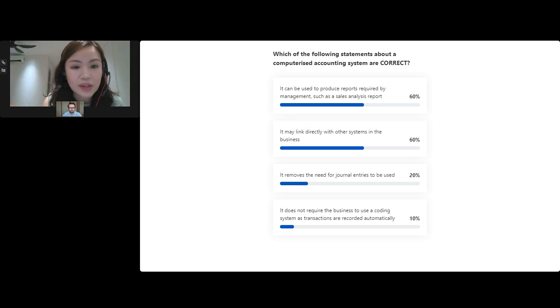And what about the second statement, that it removes the need for journal entries? As I mentioned earlier, manual journal entries will somehow be required as the first step of recording the transactions. So the second one is incorrect. Let's have a look at the third one. Yes, the third statement is true and correct.